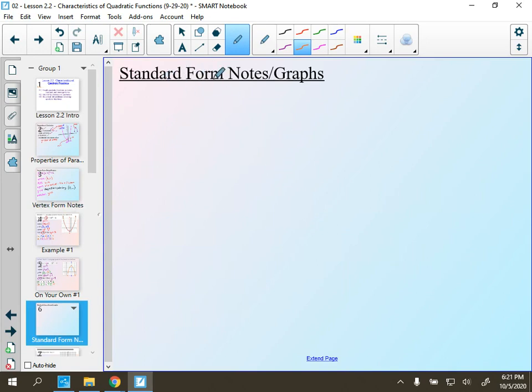Next one is called standard form. So let's start with the generic. This might be the one that you're most familiar with. In a previous algebra class, you probably used the quadratic formula a lot. You probably saw a lot of quadratic functions in this form. Y equals ax squared plus bx plus c. And again, a, b, and c are all going to be number values. So we'll see with numbers.